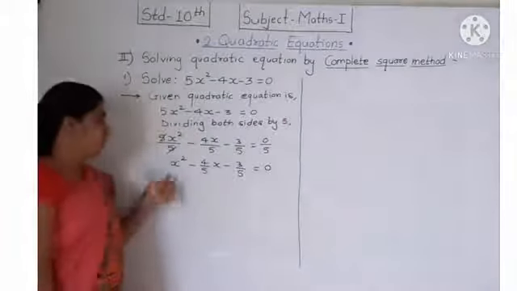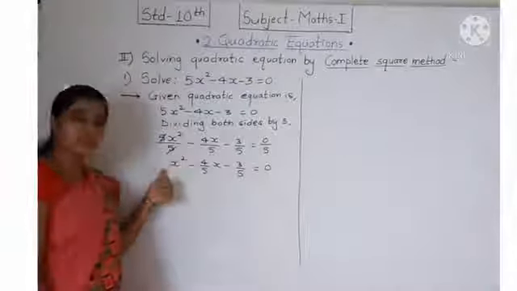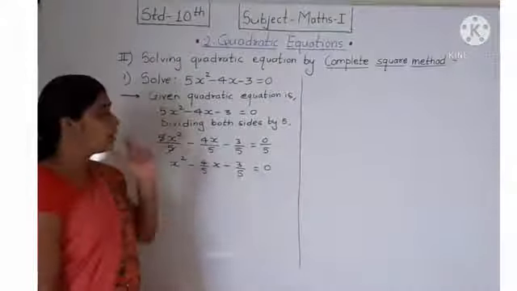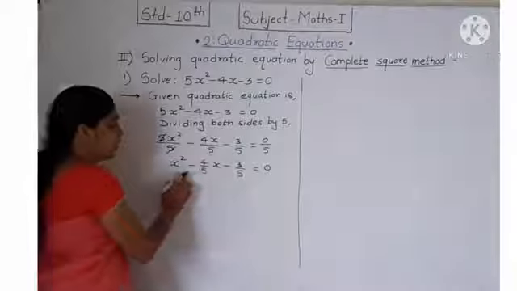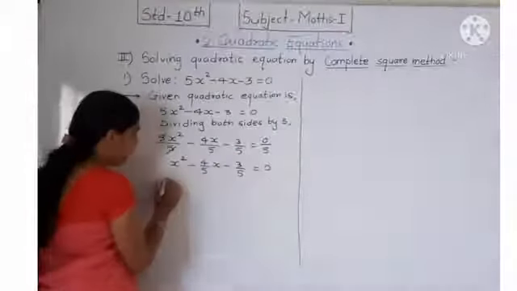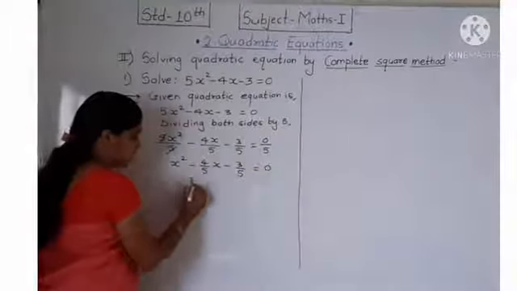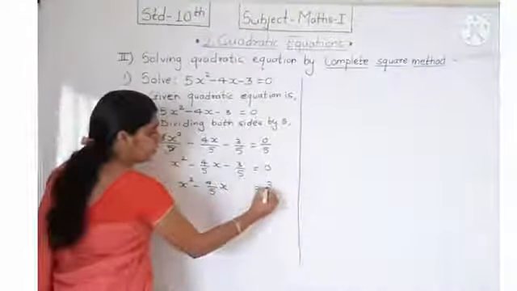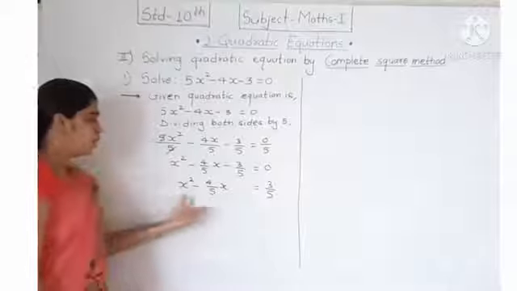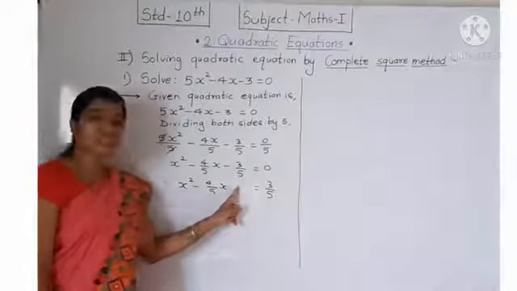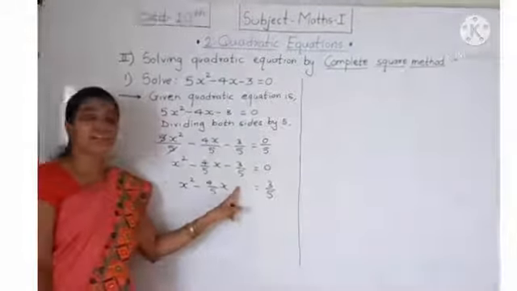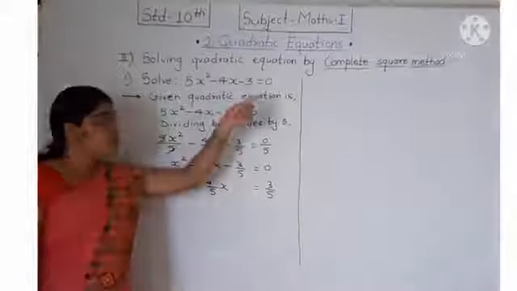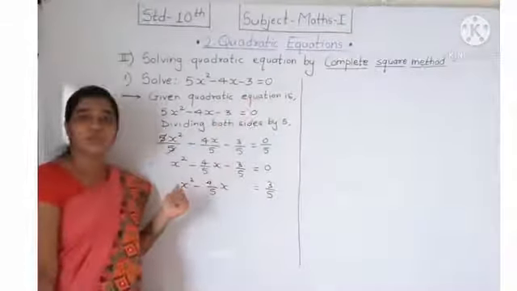Now here the coefficient of x square is 1. Now for the complete square method, you take the constant term on the RHS. This is the most important thing to remember. It becomes 3/5. Now we have to choose the third term such that it is a complete square.